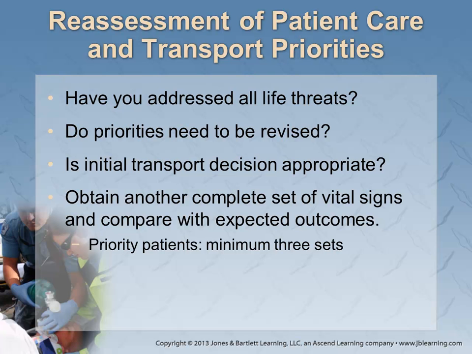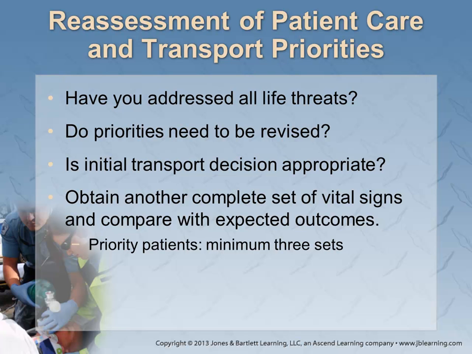When you're transporting your patients, have you addressed all their life threats? Life threats would be anything affecting what? A, B, or C. Life or limb. Okay? Do priorities need to be revised? Is your initial transport decision still appropriate?